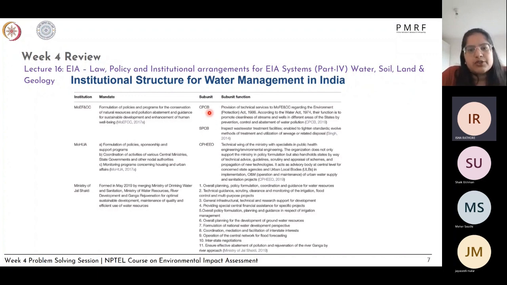The Central Pollution Control Board provides technical services to the Ministry of Environment, Forest and Climate Change in accordance with the Environment Protection Act of 1986. And particularly for water, they have the Water Act of 1974, which aims at promoting the cleanliness of streams and wells in the different areas of the state by prevention, control, and reduction of water pollution.